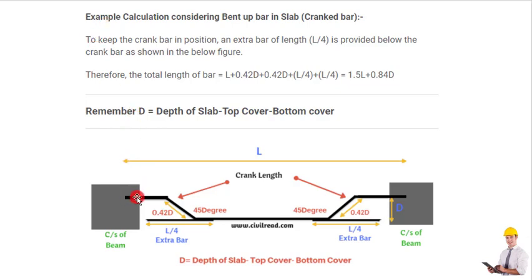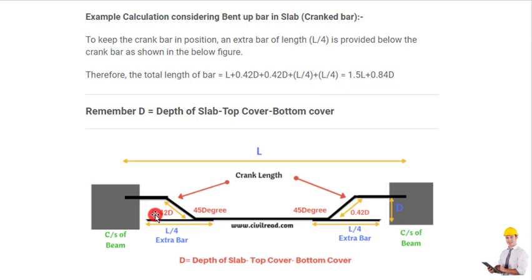So what will be the length of this crank bar? As you can see, there are two extra bars of length L by 4. One extra bar at the left side and one extra bar at the right side. Both have a length equal to L by 4. So when it comes to finding the total length of this crank bar, we need to sum up all these lengths. The first is L. This is the length from this center to this center. L plus 0.42D. This is the additional length. Got it?